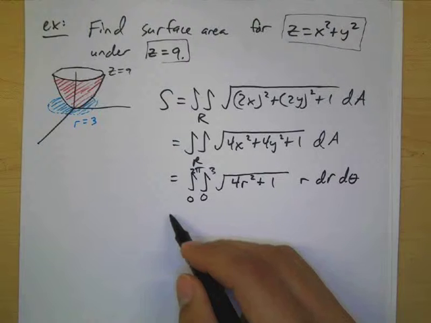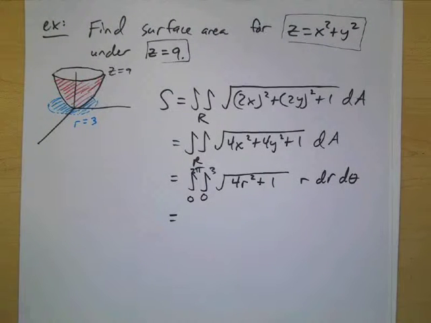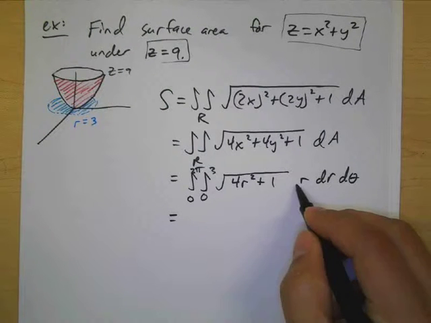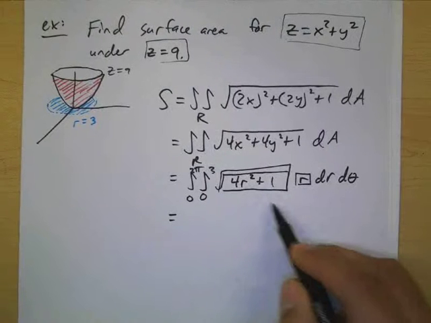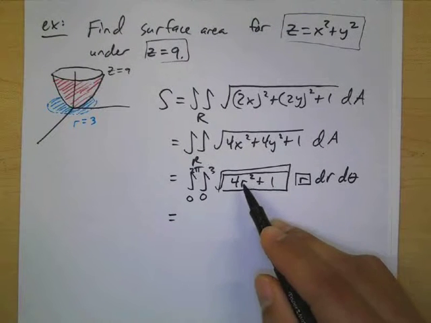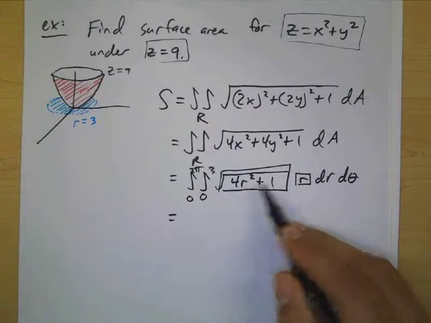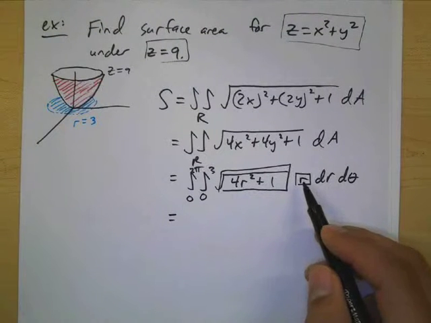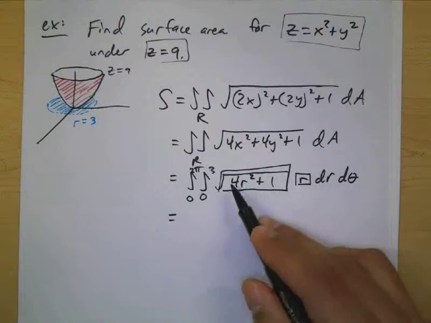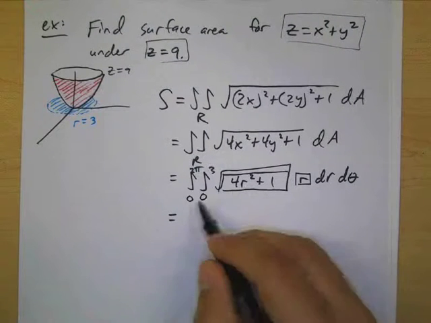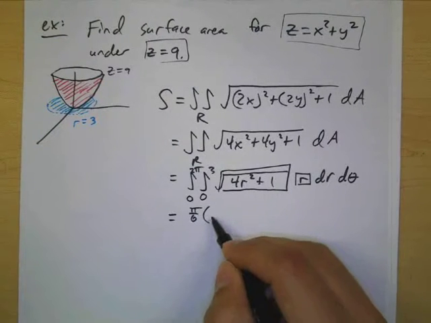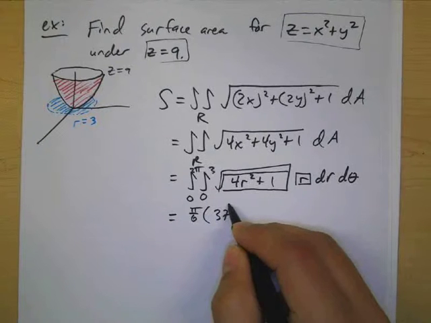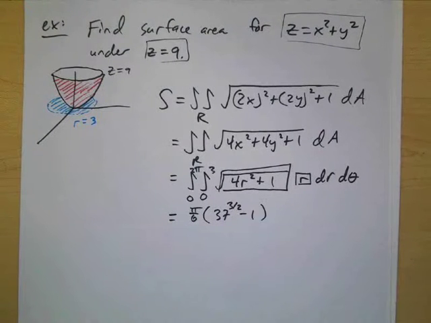Okay. In the interest of time, is it worth going through this integral? Can you see what to do here since you have the r on the outside? You could do a u substitution where u is 4r squared plus 1, and then you have almost du out here, and then you can go from there. So if you want to try this later, here's what the answer should be: pi over 6 times 37 to the 3/2 minus 1, or equivalent.